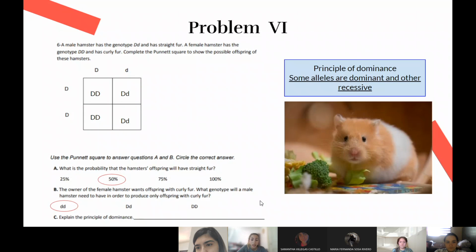Finally, problem 6. The first question is: what is the probability that the hamster offspring would have straight fur? It is 50%. And the second question is: the owner of the female hamster wants offspring with curly fur. What genotype will a male hamster need to have in order to produce only offspring with curly fur? It is dd in lowercase. And the principle of dominance is that some alleles are dominant and the others are recessive.